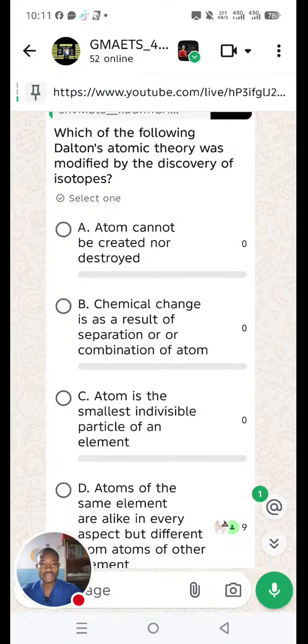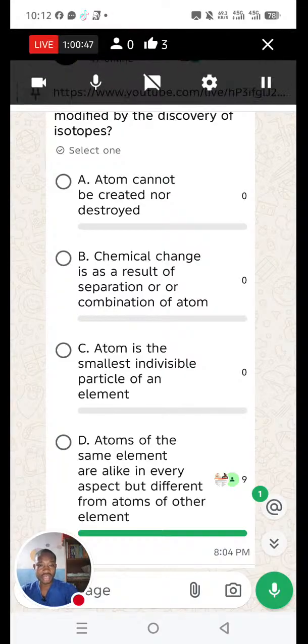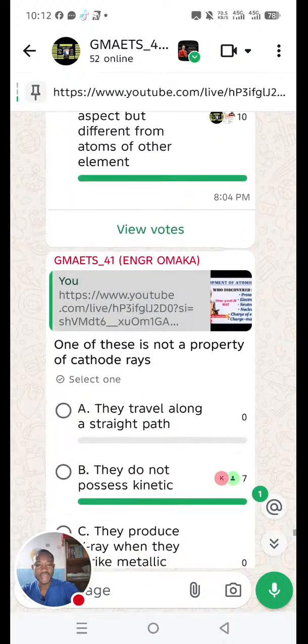Which of the following of Dalton's atomic theory was modified by the discovery of isotopes? Option A, atoms cannot be created nor destroyed. That is not the answer. Option B, chemical change is a result of separation or combination of atoms. That is not the option. Option C, atom is the smallest indivisible particle. No. Option D, atoms of the same element are alike in every aspect but different from atoms of other elements. That's the correct answer. That theory has been modified as a result of the discovery of isotopes.